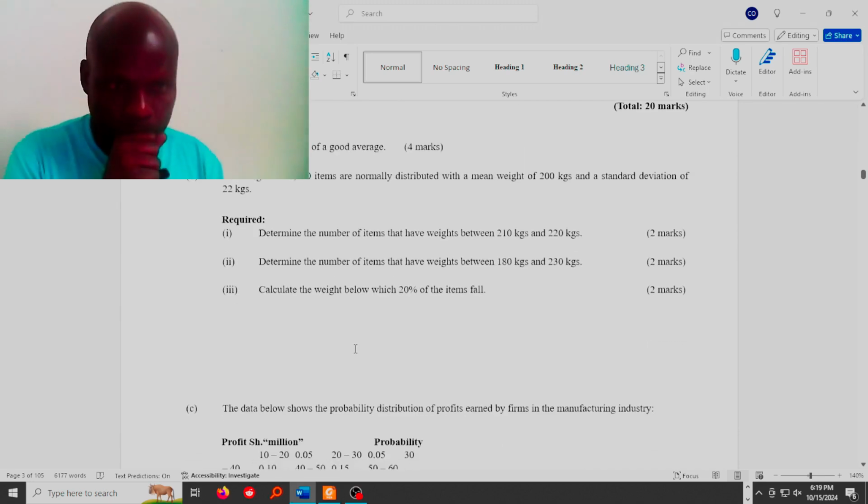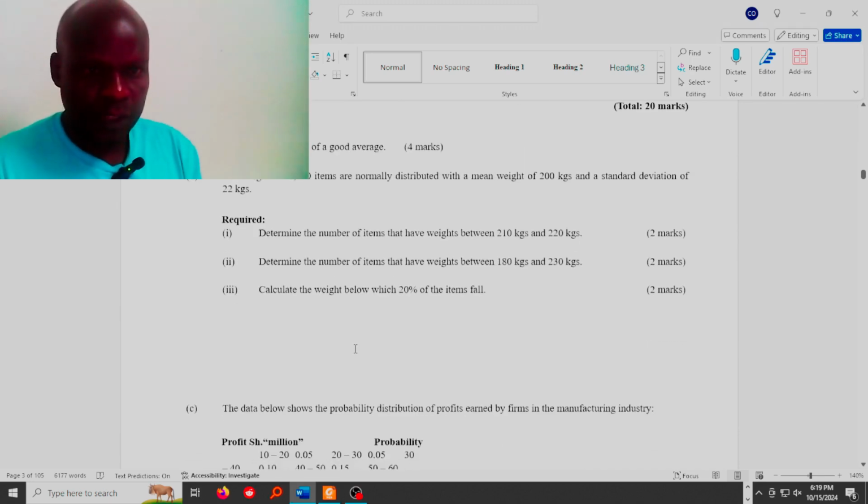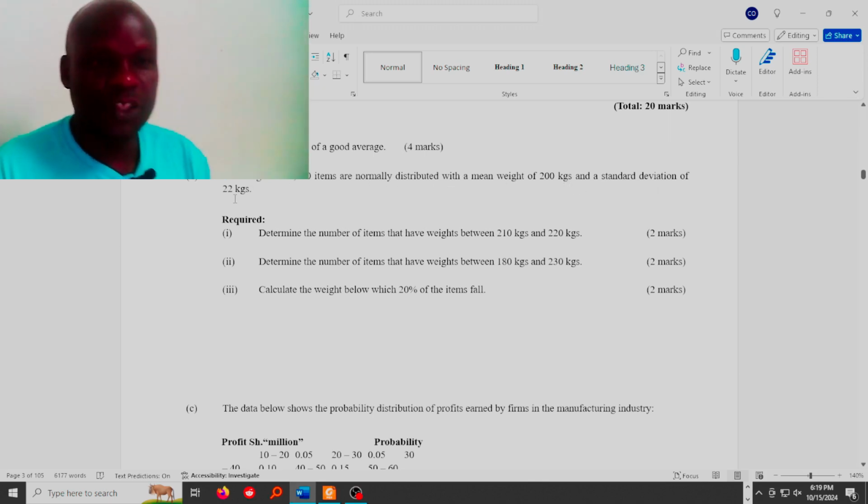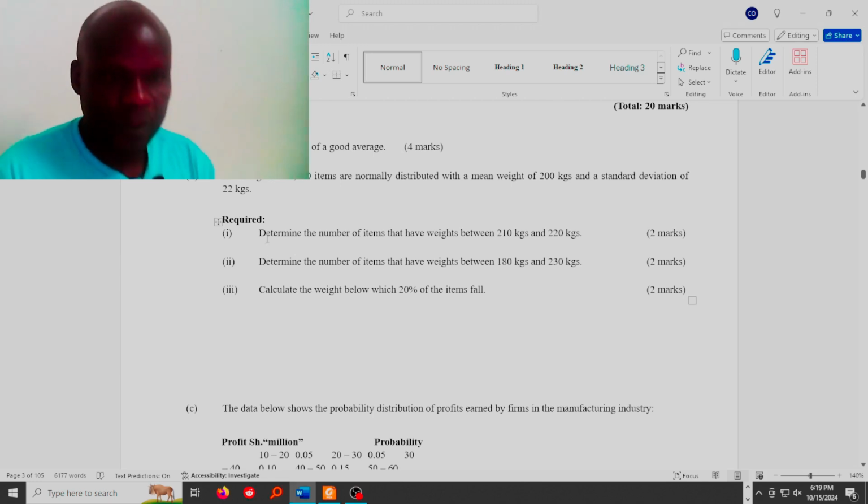Part A, outline 4 qualities of a good average. That's 4 marks. Part B, the weights of 1,000 items are normally distributed with a mean of 200 kgs and a standard deviation of 22 kgs. Determine the number of items that have weights between 210 kgs and 220 kgs.